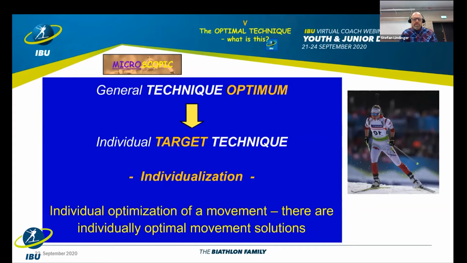So to say, the best-fitting technical solution in, for example, V2 for the girl I have in front of me, 15 years old, in this and that physical condition and with this and that coordination level. So it's very important to see this aspect, and we have a kind of individual optimization of the movement. There are individually optimal movement solutions for every person. It does not mean that we have hundreds of different solutions. We have key factors that everybody has to fulfill, but certain aspects must be individual.